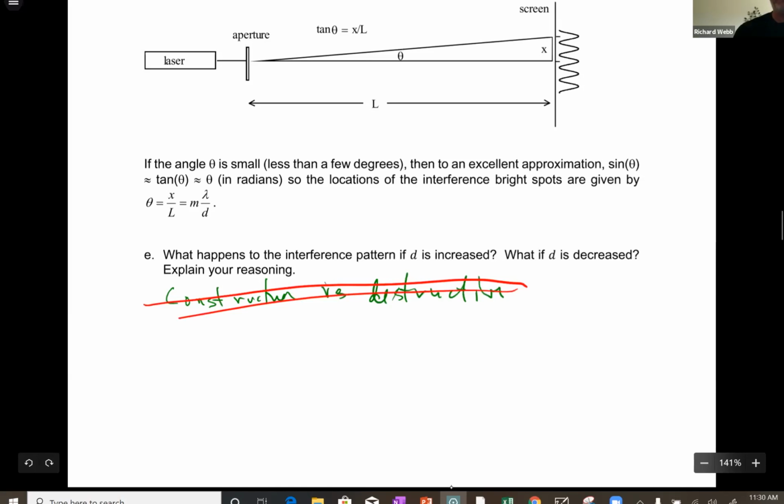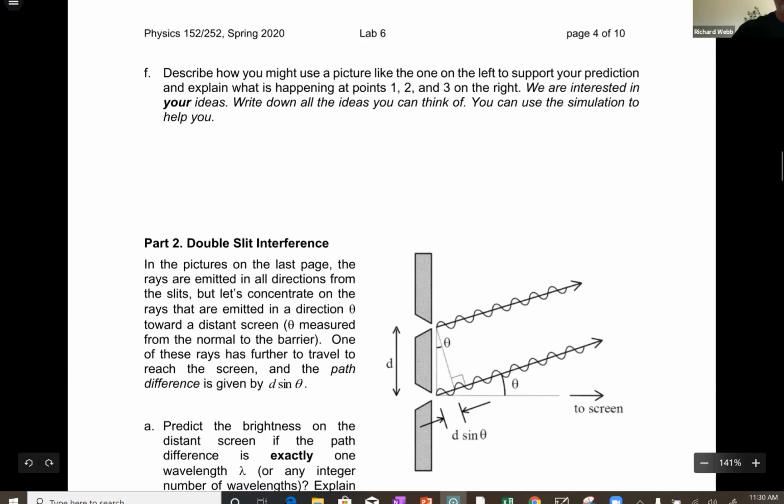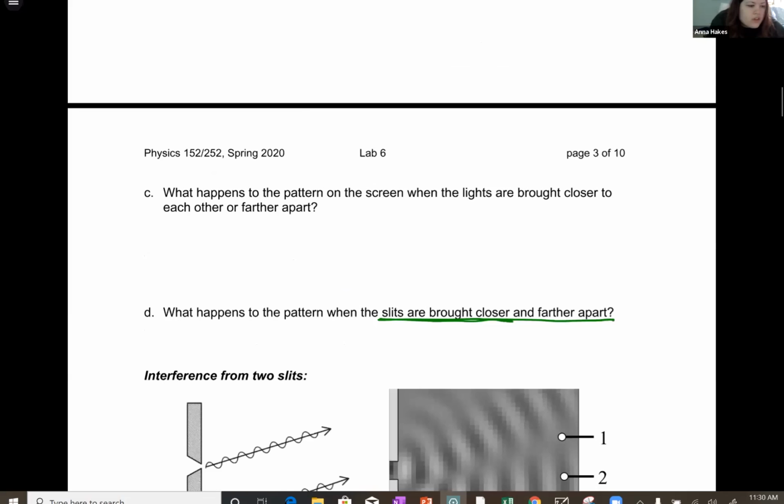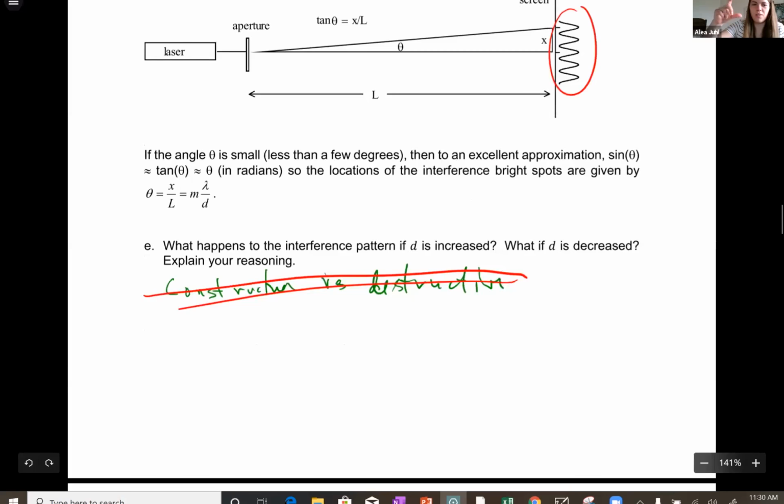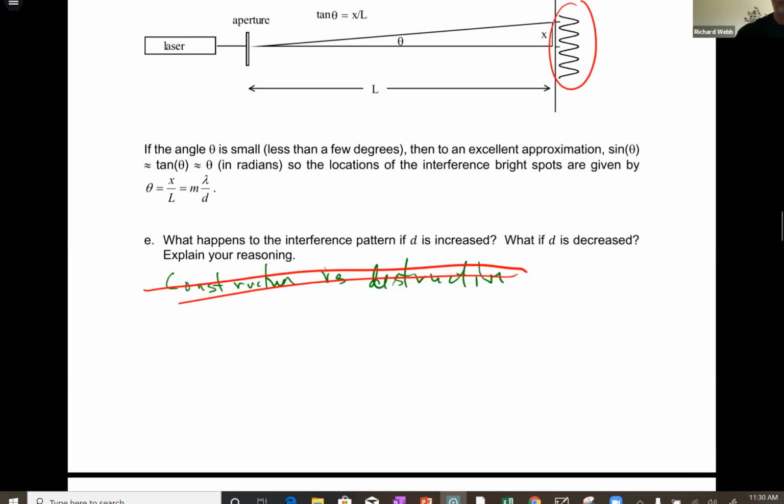So the interference pattern is looking at this pattern. And so E is basically answering the same thing as you answered in 1D. What happens to the interference pattern if D is increased? Well, that's what you did in 1D. In 1D, you said, what happens to the pattern when the slits are brought closer and farther apart? D is the spacing between the slits. Yeah, so in part E, I said that if you increased D, so made it further apart, you would have more bright spots, so less dark bands.